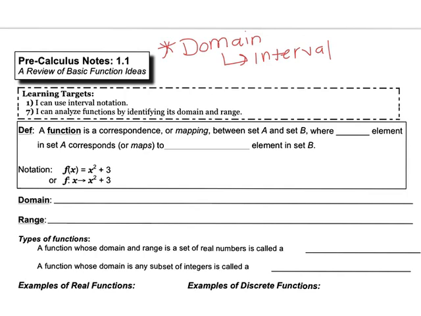So the definition of a function is that it's a correspondence or a mapping between two sets of things. So set A and set B, where one element in set A corresponds to exactly one element of set B. So it has to be exactly one and not more than one element of set B.